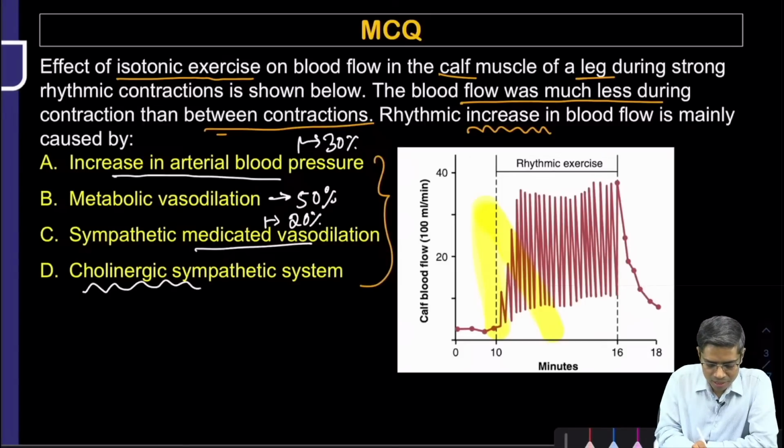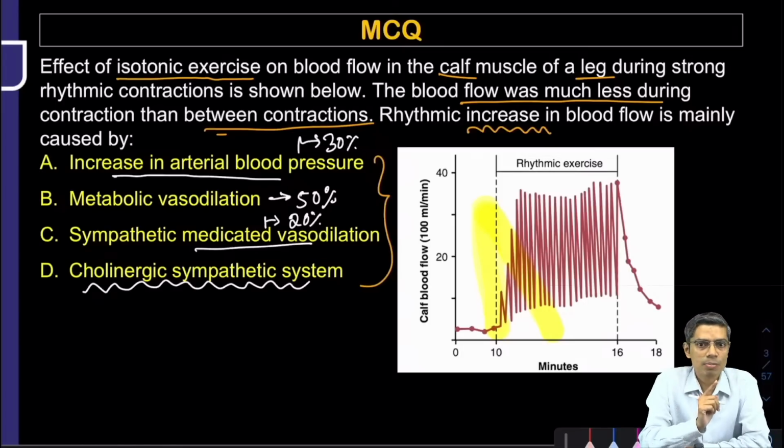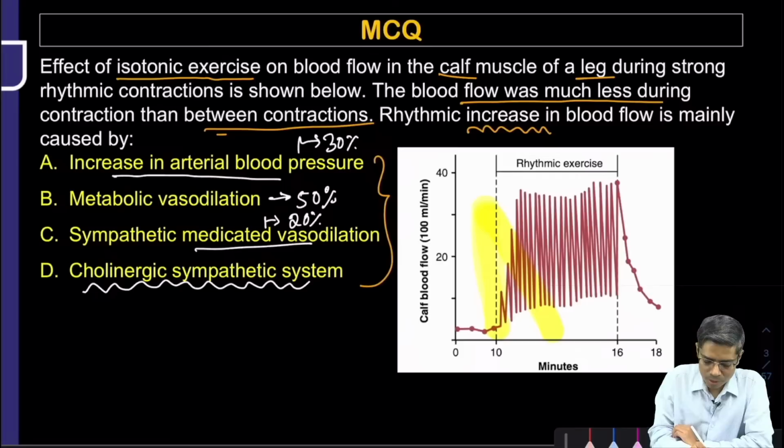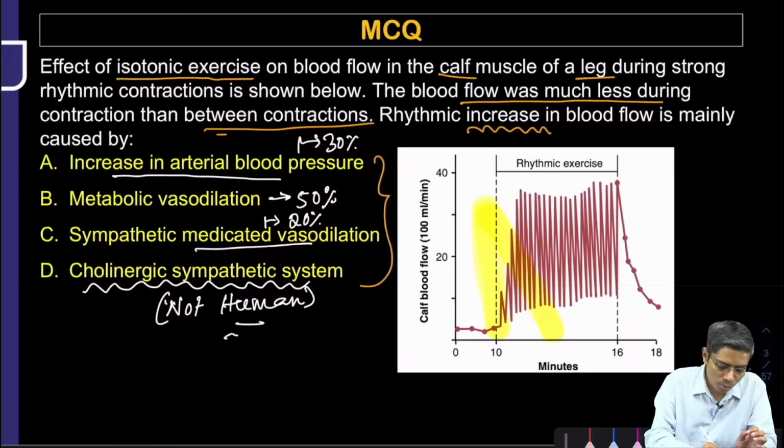And this cholinergic sympathetic system is also a cause of increased blood flow to the muscles, but not in human beings. It is responsible for increased blood flow to the muscles in lower mammals, like for example cat, dog. In these mammals, when the experiment has been done, this cholinergic sympathetic system is also responsible there, but not in human, not in human. So if I have to answer which of the following is not responsible for increased blood flow to the muscles during exercise, then I will go for this D.